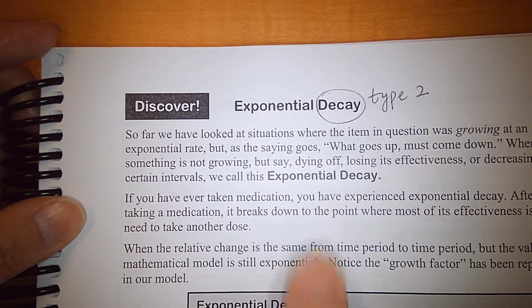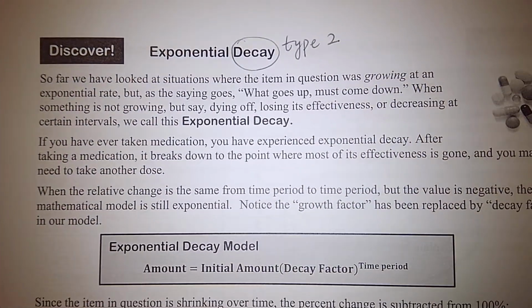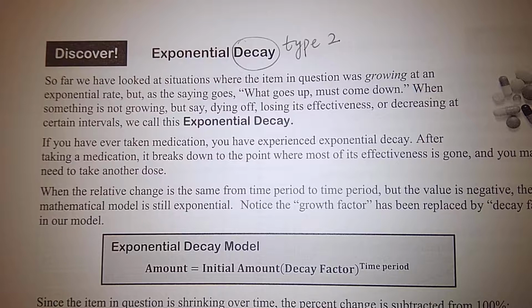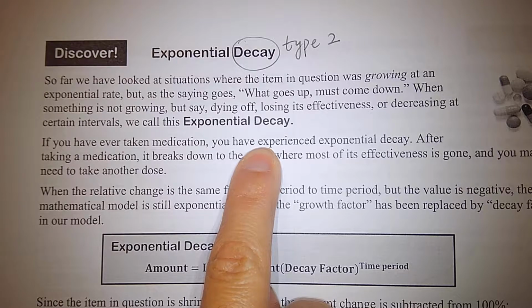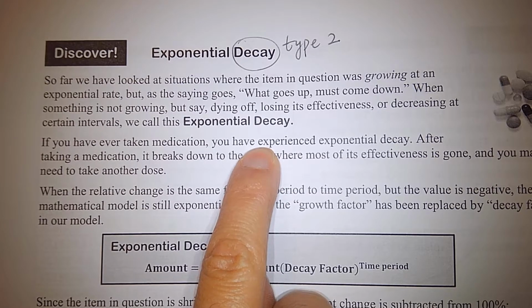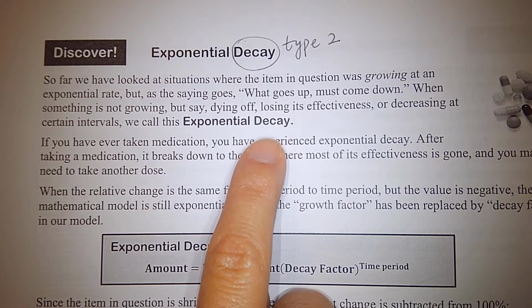Exponential decay. So what do we have with a growth model? If the percentage change is an increase, like from the previous question where we have 6% more, then the percentage change is 0.06 or 6%. Then we have a growth model.